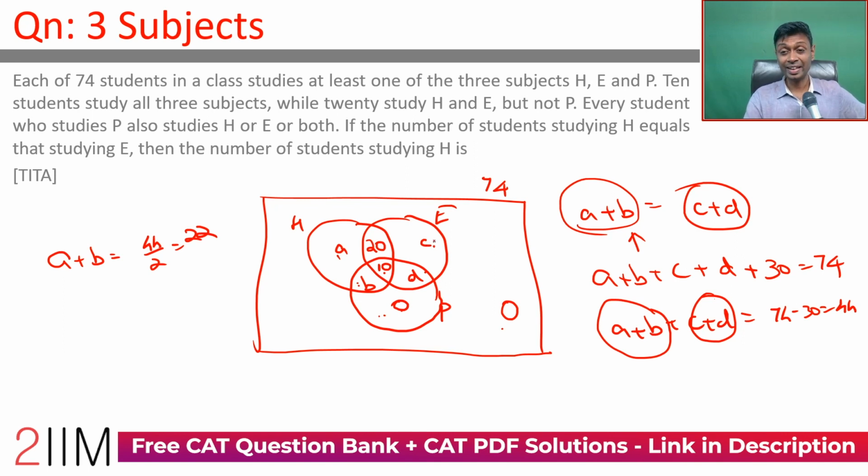The number of students studying H equals that studying E. Then the number of students studying H: A plus B is 22. So 22 plus 10, 32 plus 20, 52. 30 here, 22 here, adding up to 52.